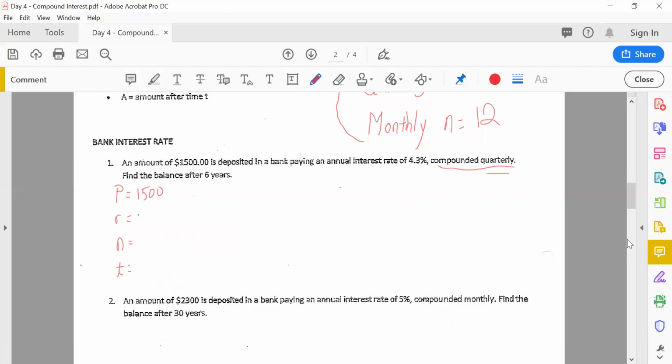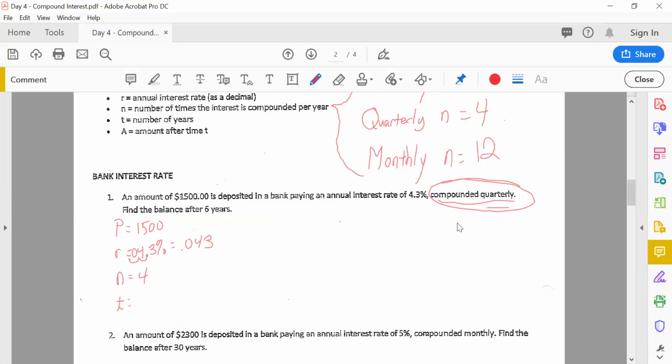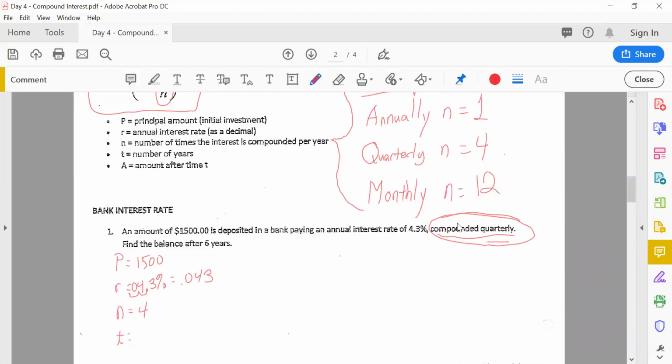The interest rate is 4.3%. How do you change a percentage to a decimal? Take that decimal and move it 1, 2 places to the left. Don't forget to fill in a 0. So it's 0.043. Always 2 places to the left. Because your money is being compounded quarterly, quarterly means N equals 4. Just above, if I scroll up just a little bit, compounded quarterly, N equals 4. And last but not least, time is 6 years.